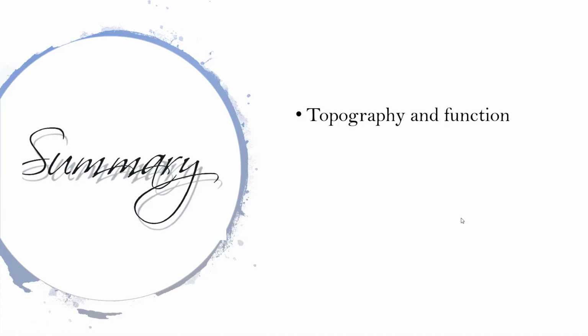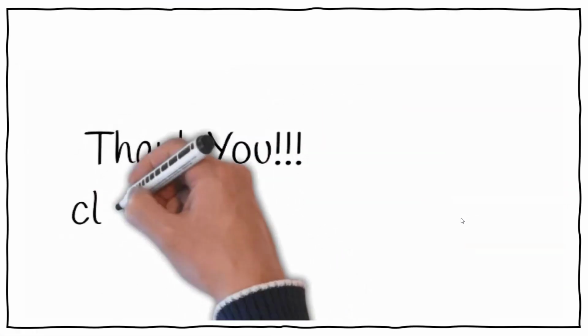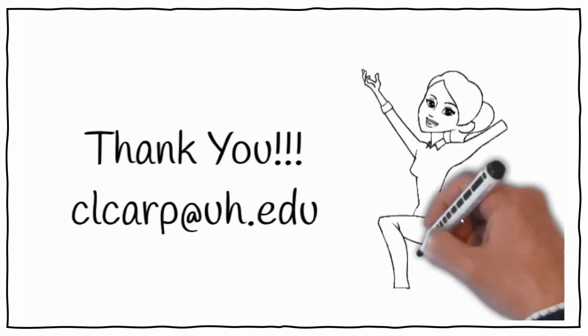All right, so in this video, we talked about the topography and the functional behavior. We talked about the 6 functions of the behavior. We talked about functional response classes. So those classes in which the topography is different, but they serve the same function. And then we talked about how the same behavior, or the behavior that looks the same, can actually have different functions.